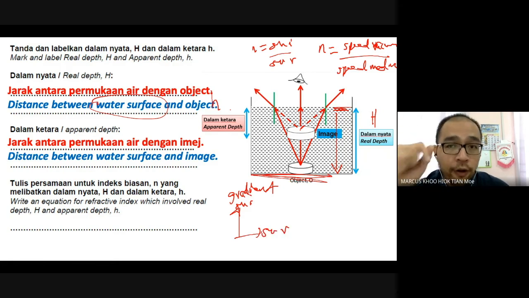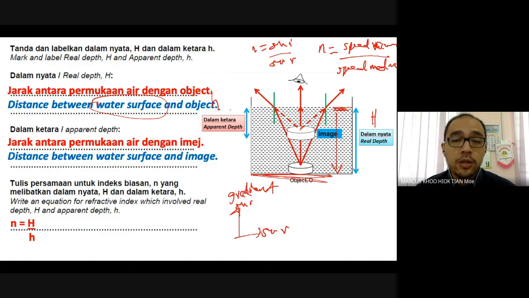Now this is the fourth way. The fourth way is n equals the real depth divided by the apparent depth. So you need to know all the 4 ways. The equation for the refractive index which involves real depth and apparent depth is n equals H over h. You want to count the refractive index of water, for example.